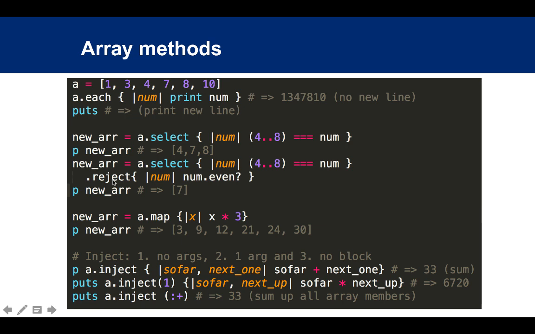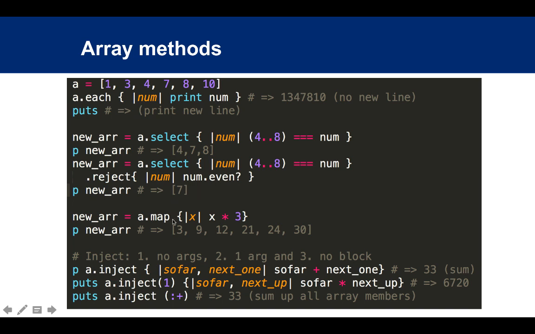So reject is the opposite of select, and basically it's saying reject anything that's even. So when number is even, reject that, and that will give you 7. So you're starting out with a full array, you're selecting 4 through 8 range, and then you're rejecting out of that range anything that's even.